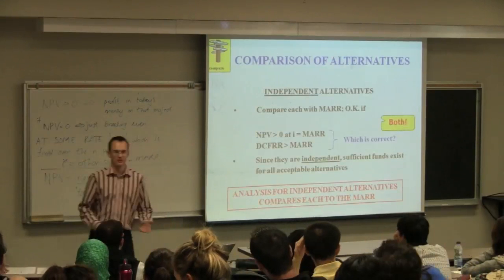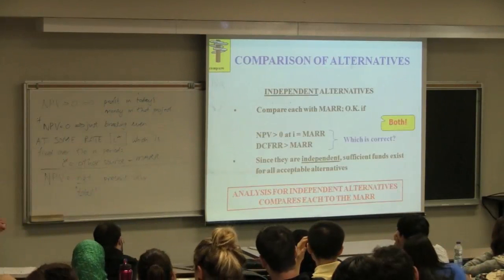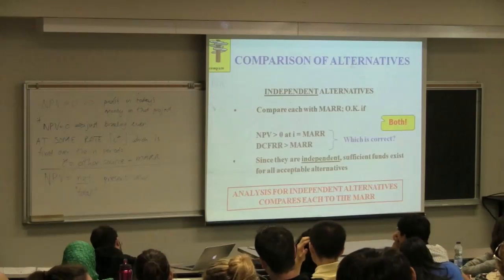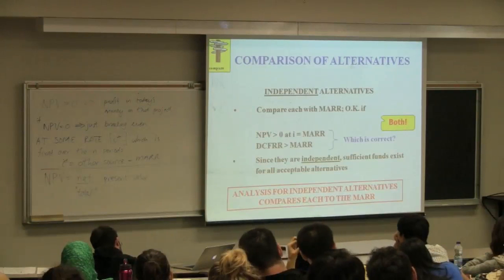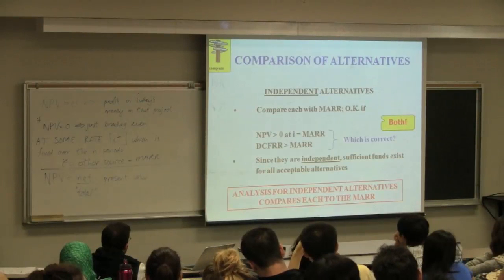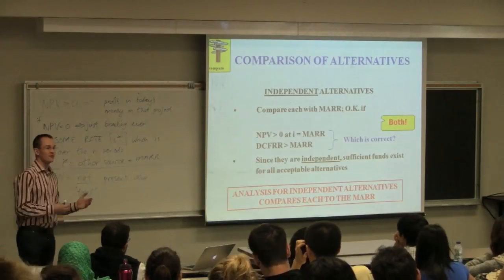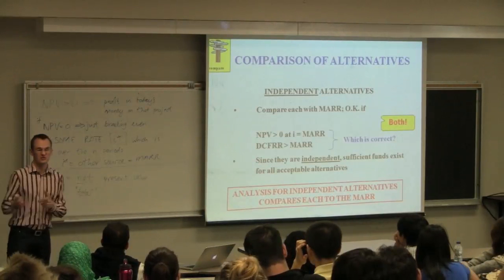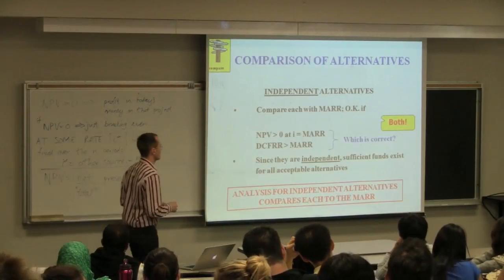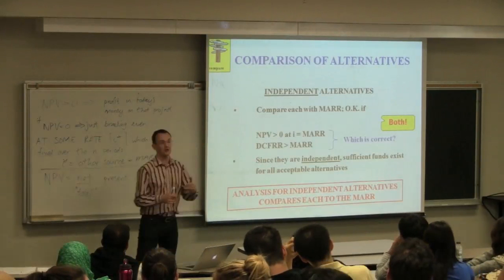So here, both are in fact used, and that's what I'm going to talk about in today's class. We're going to look at some cases where you can get one answer with DCFRR and then a different answer with NPV. Most often, both of these metrics will select the same project, but sometimes you can get it so that one is picked over the other. So we're going to look at some of those cases.